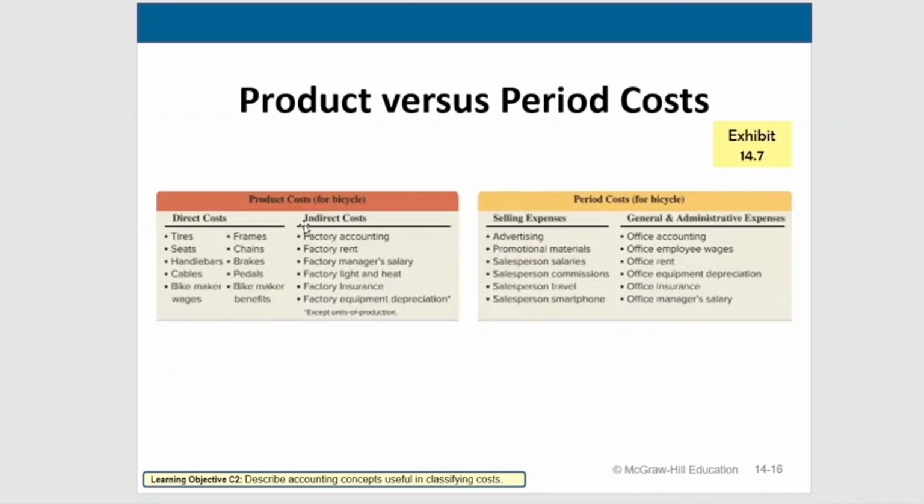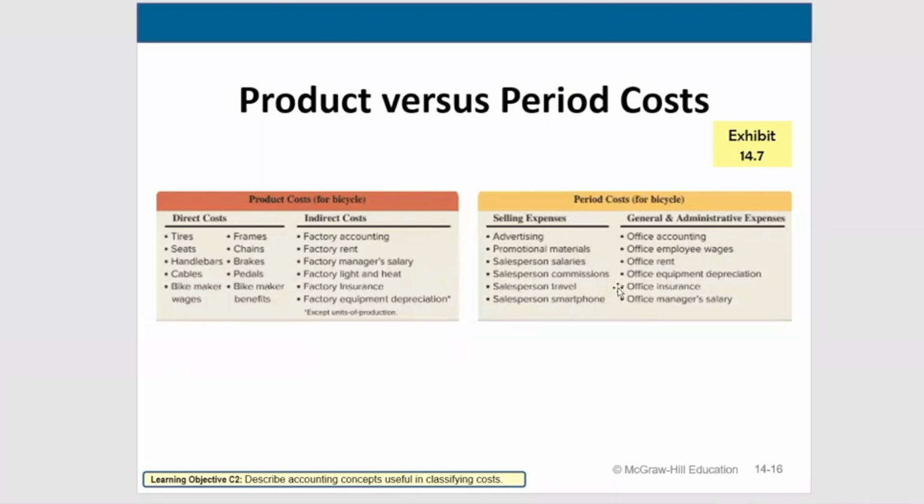So this slide is just a little overview of what I just talked about. Product costs are the costs, direct and indirect, to make the bicycles. Period costs are just expenses on our income statement. The distinction here is very important. The product costs go on the balance sheet as assets. These go on the income statement as expenses. Do you see what all of these have in common on the right? Advertising, that's to sell the bikes, right? Not to make the bikes. So those are called period costs.